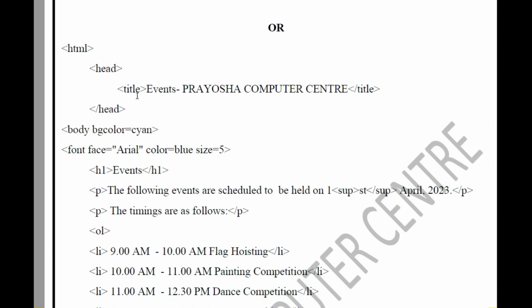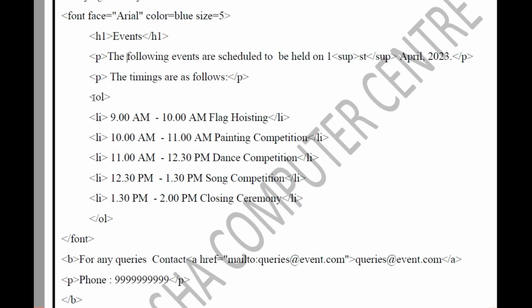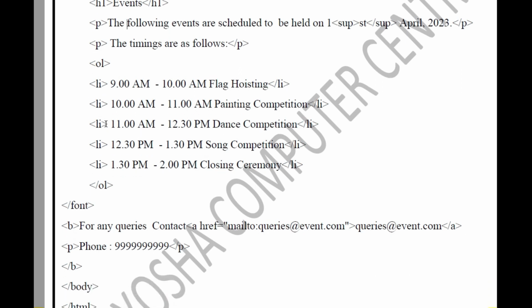So here we have written bgcolor, background color cyan, and font face is Arial, and font color blue, and the size is 5. Events should be in the h1 tag, so we have written h1. Then in the paragraph tag we have used superscript because we have to write 1 and then superscript st. In this manner we have written this superscript. After that, timings are as follows. Paragraph tag, now we have to use the ol tag. In that we have written ol and /ol because we have to specify a numbered list.